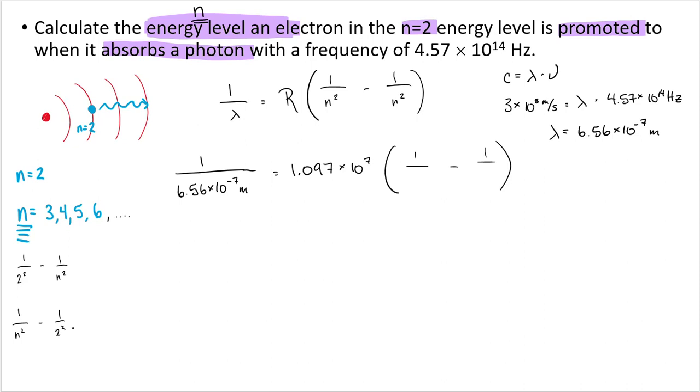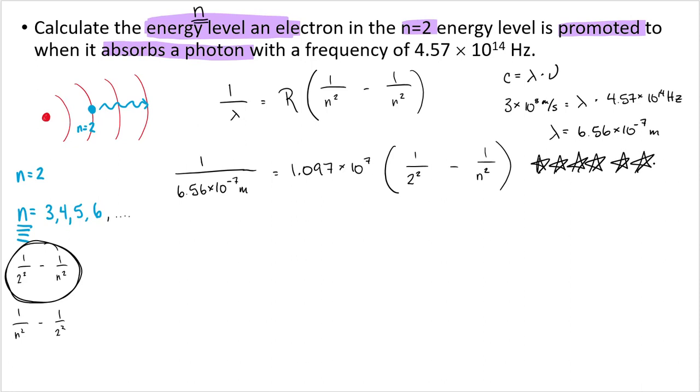You know it's being promoted, so that means our other n is going to be 3, 4, 5, 6. So the only way that that's going to give you a positive value is 1 over 2 squared minus 1 over n squared. That's 1/4 minus 1/9, 1/4 minus 1/16, 1/4 minus 1/25. That's the only way that you're going to get positive values. Now, again, this is half the battle. If we get to this point, you are really, really golden.